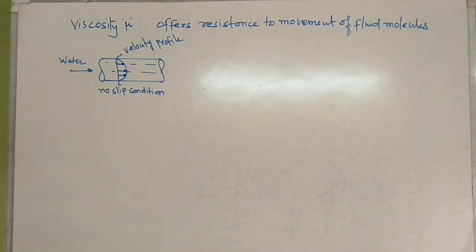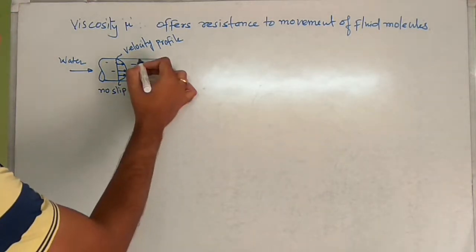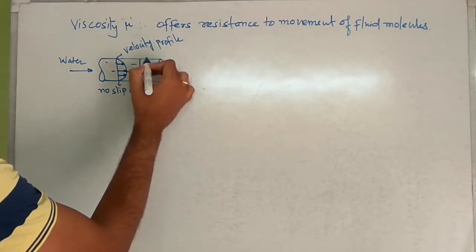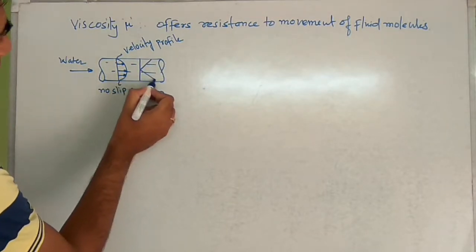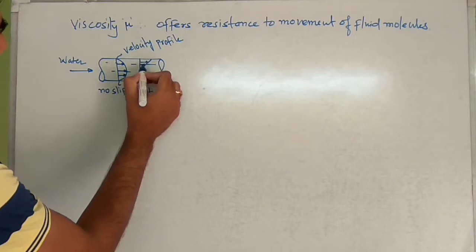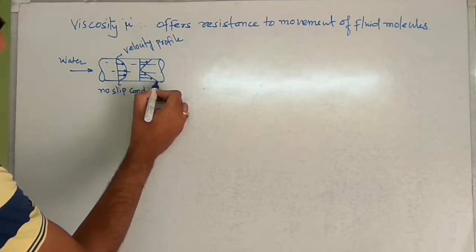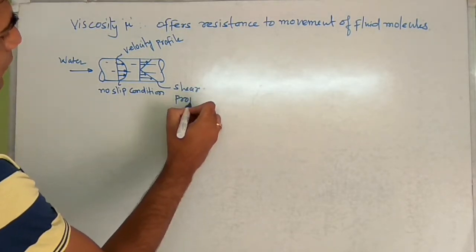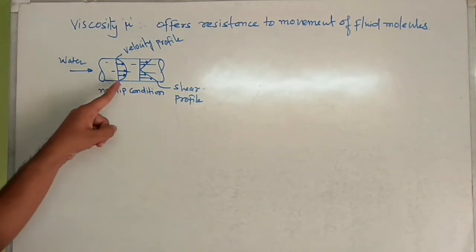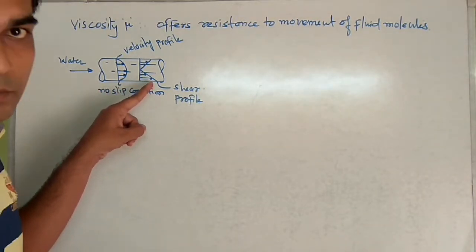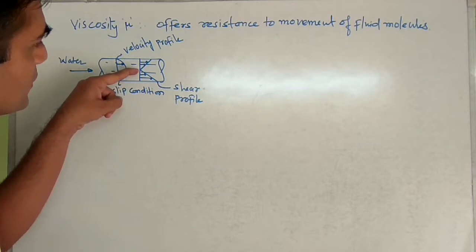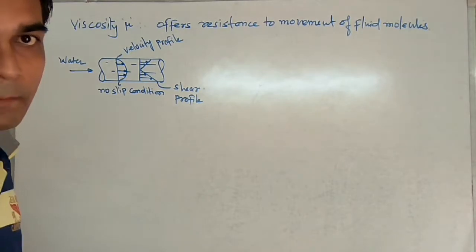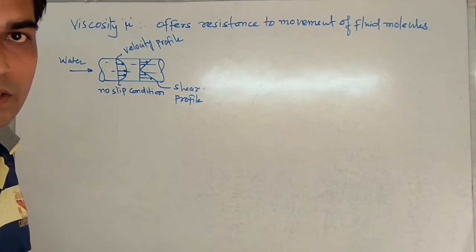If we see the shear profile in this pipe of the fluid molecules, it is like this. This is shear profile. That means at the boundary the shear is maximum and it decreases at the center of the pipe, again increasing toward the boundary.